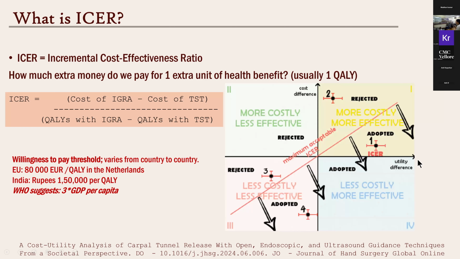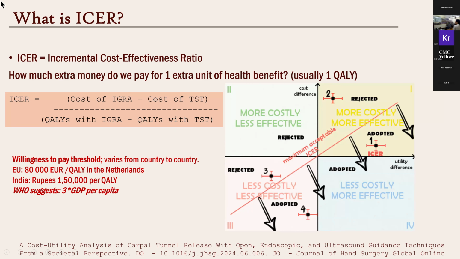Just briefly, this is mostly outside the scope of this topic, but just to tell you what ICER is: it's an incremental cost effectiveness ratio. That means how much extra money do we pay for one extra unit of health benefit. On top, you have the cost of IGRA minus the cost of TST. On the bottom, you have the quality of life with IGRA minus the quality of life with TST. And you usually get a table like this.